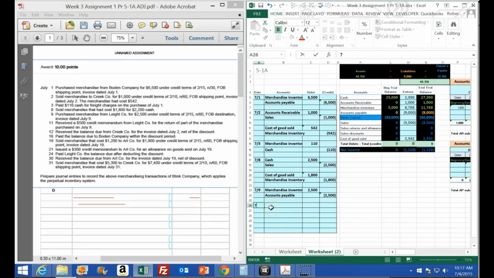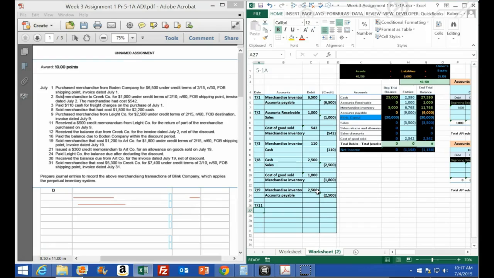Alright, so then we're going to say 7/11. Receive $500 credit memorandum from Light Company for the return of part of the merchandise purchased on July 9th. Alright. So what that means is we are returning part of our merchandise and getting a credit memorandum.